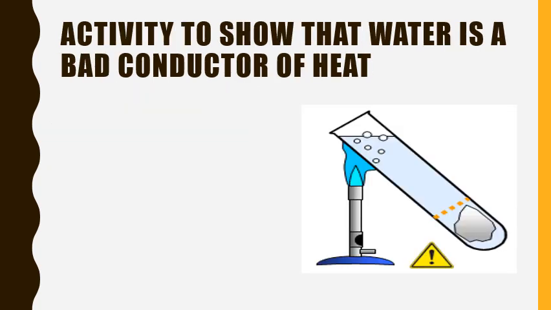Let's perform an activity to test that water is a poor conductor of heat. For this activity, what will we need? We need a test tube, a burner, wax and water. Now what is to be done? For this, we have to put a piece of wax in the test tube and then heat the test tube so that the wax melts and it sticks to the bottom of the test tube.